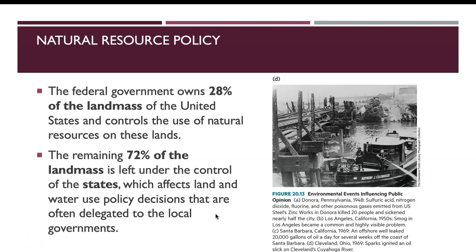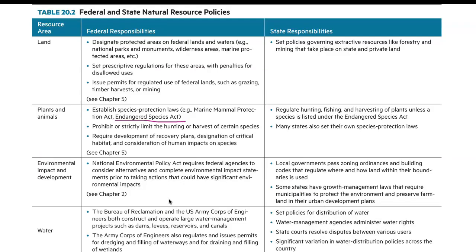So for natural resource policy, we just talked about pollution policy, and now resource management policy. That starts with government ownership of the land. The government owns 28% of the land mass, and 72% is left under the control of the states. And these are some of the laws that protect plants, animals, and natural resources, such as water, mountains, and forests. The Endangered Species Act is one of them, to protect animals and plants.